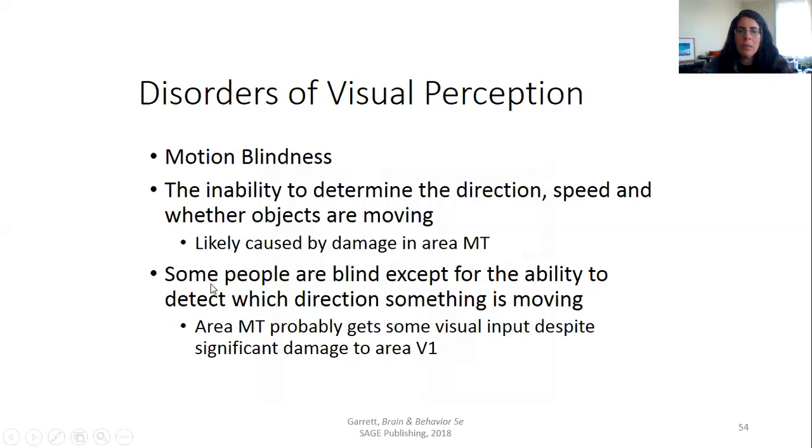Motion blindness, akinetopsia, is the inability to determine the direction, speed, and whether an object is moving. It's likely caused by damage in area MT or V5. Some people are blind except for the ability to detect which direction something is moving. This is probably because MT gets some visual input despite significant damage to V1.